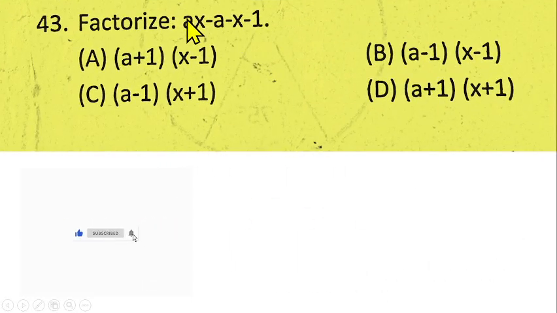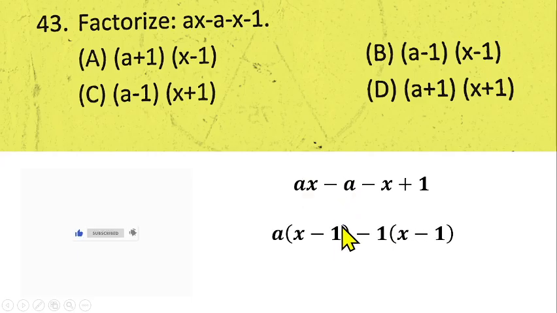You have to factorize ax minus a minus x minus 1. Something is common to this, which is a into x minus 1. Then something is common here also, minus 1 is common into x minus 1 as well. Then bring this together, you have a minus 1 into x minus 1. So if you look at it, option B is correct for question number 43.